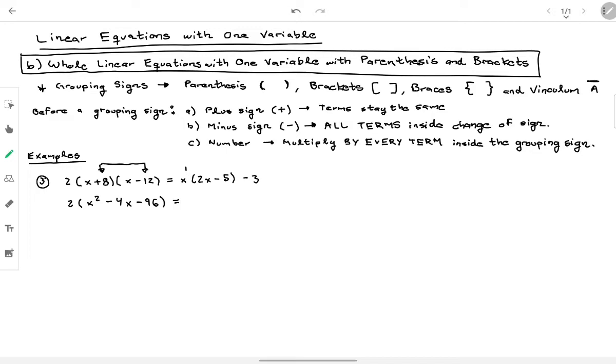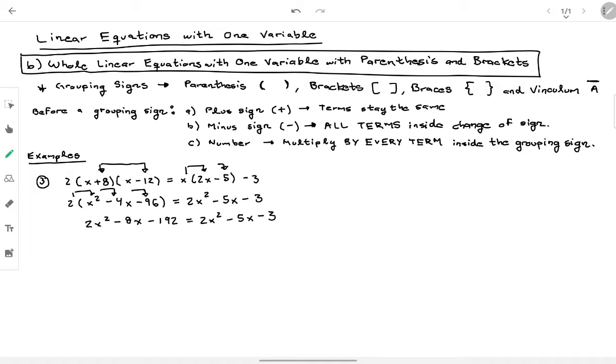In the other part, it's going to be this x multiplies this one and this one, so it's going to be 2x squared minus 5x minus 3. So it's going to be these two multiplied by this term, and also this one, and it's going to be 2x squared minus 8x minus, it's going to be 192 equals 2x squared minus 5x minus 3.